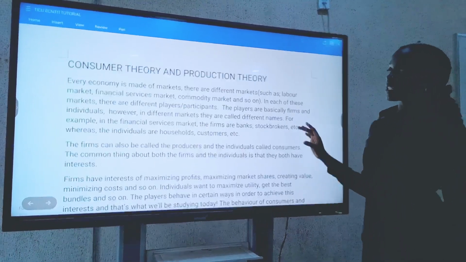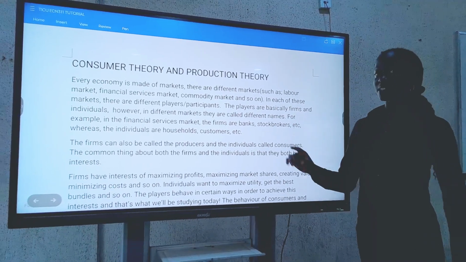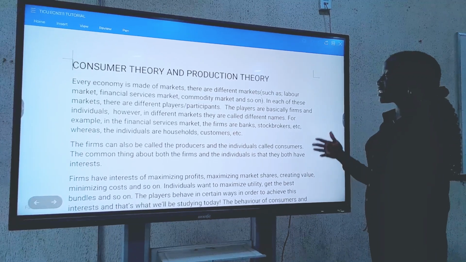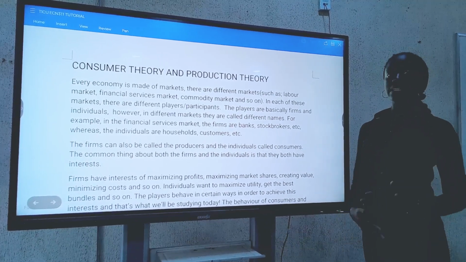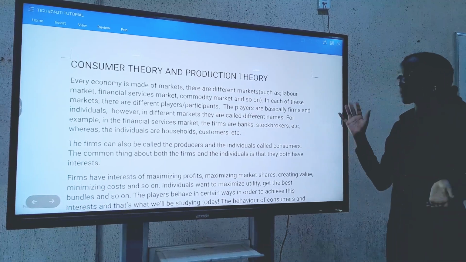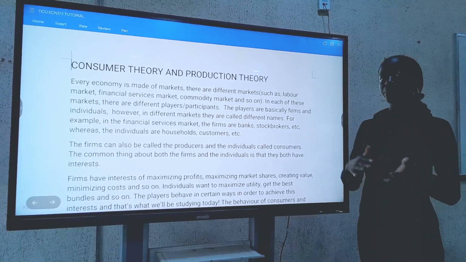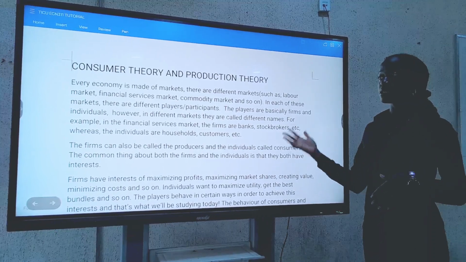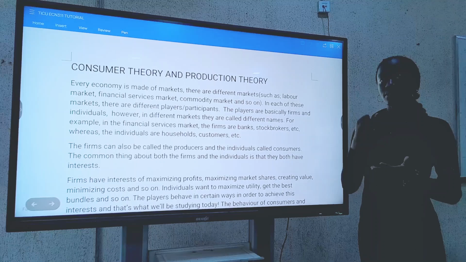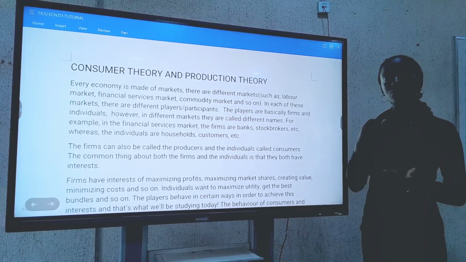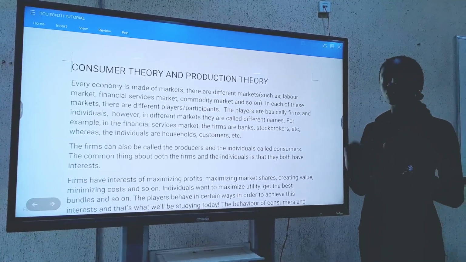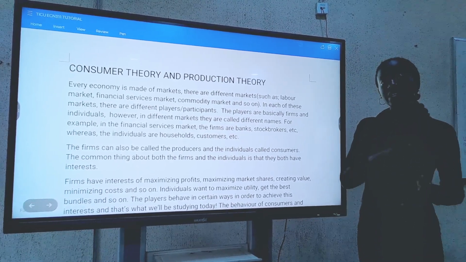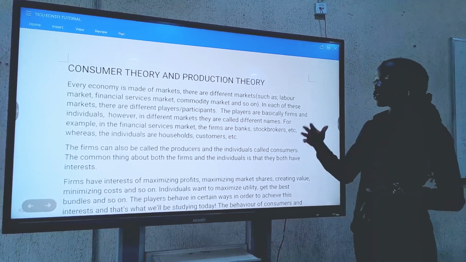And in each of these markets, there are different players or participants. These players are also called participants. The players are basically firms and individuals. However, they are called different names in the different markets. And one thing about these players is that they both have interests. For example, in the financial services market, the players are the firms, which are banks, stockbrokers, and so on, and the individuals are the customers, the people that enjoy the services of this bank. Both the firms and the individuals have their own interests, just like in other markets.